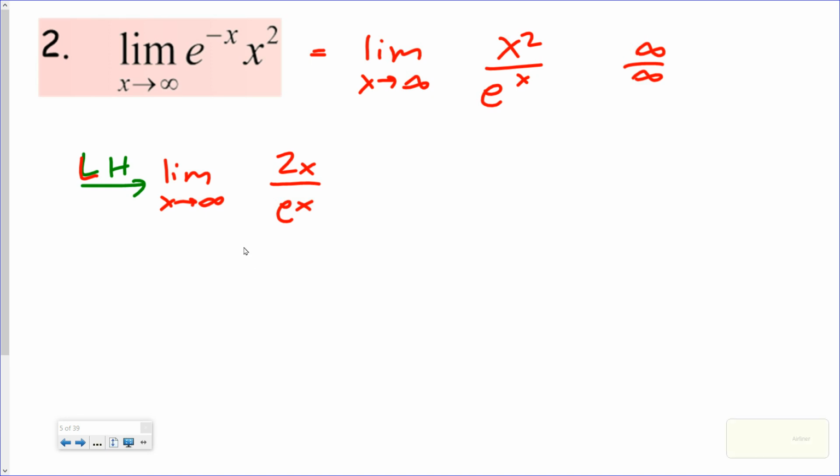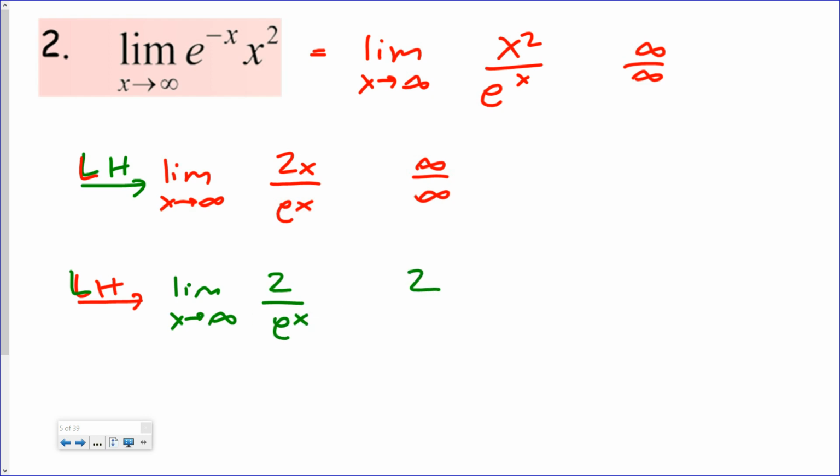Okay, L'Hopital. So let's go ahead and plug in infinity. That would be infinity over infinity. Do you agree? So I'm going to do L'Hopital right here. What does the L stand for, guys? Limit. So this is going to be the limit as x goes to infinity. What's the derivative of 2x? 2. What's the derivative of e to the x? E to the x. If I plug in infinity right here, what do I get? As the bottom gets larger and larger, do you guys see that this is just really 2 over infinity, which is 0?